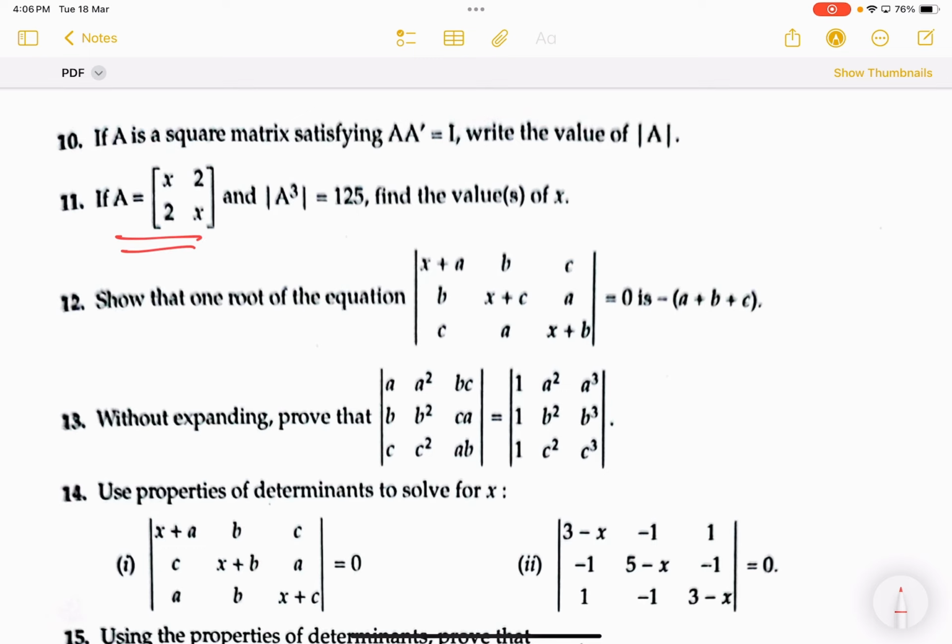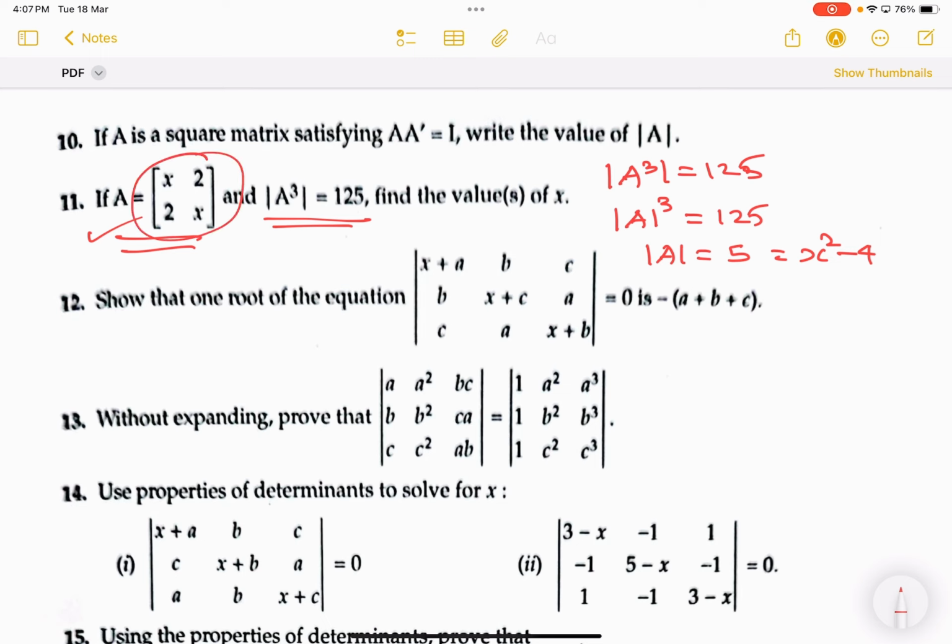A is this and determinant of A cube is this. Find the value of this. So from determinant of A cube is equal to 125, this is nothing but determinant of A the whole cube. You know the property. Determinant of A the whole cube is 125. So what is determinant of A? 5 you will get. Determinant of A is x square minus 4, so x square minus 4 is equal to 5, x square is equal to 9. So x is equal to plus or minus 3. Find the value of x, they said.